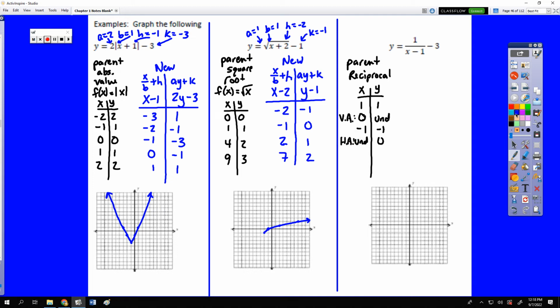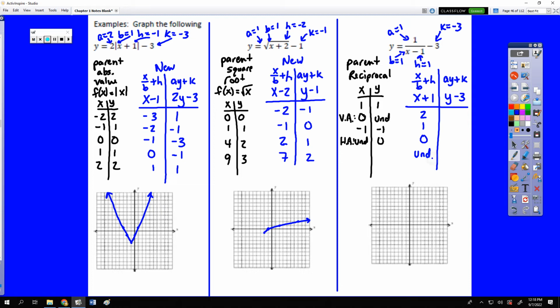So again, we go in here, we recognize that our a value is 1, our b value is 1, our h value is 1, and our k value is -3. X divided by b plus h, ay plus k would be x plus 1 and y minus 3. So we add 1 to the x's, 2, 1, and 0. The undefined remains undefined. And we subtract 3 from the y's, remembering that the undefined stays undefined.